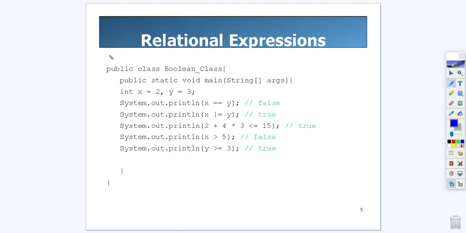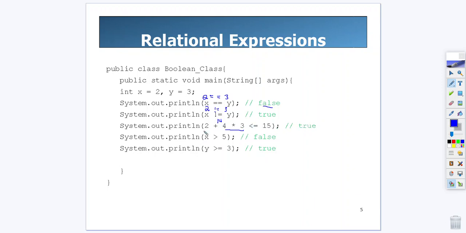Okay? So here, let's go through these. What you have to do is substitute. 2 is equal to 3? Those aren't equal, so it'd be false. Here, 2 is not equal to 3. That's true, they're not equal. Here, 2 plus 4 times 3. Remember order of operations. 12 plus 2 is 14. Is 14 less than or equal to 15?